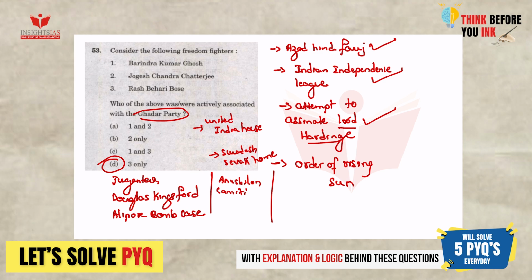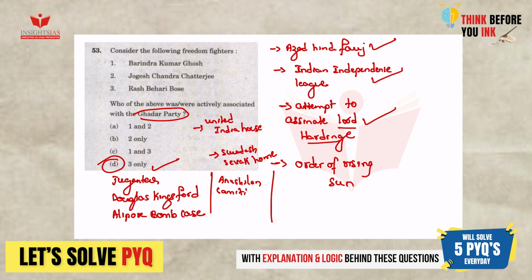This question is on modern history. They've asked which of the following freedom fighters. They listed Bharindra Kumar Ghosh, Jogesh Chandra Chatterjee, Raj Behari Bose, who are actively associated with the Gadhar party. The answer is 3 only. It was Raj Behari Bose. To note certain important points regarding Raj Behari Bose, one, he was part of the Azad Hind Fauj, and he later handed it over to Subhash Chandra Bose.